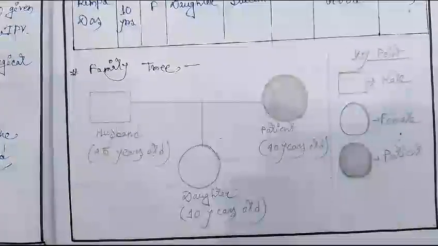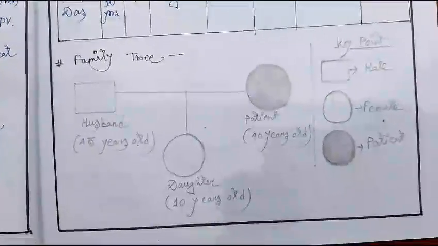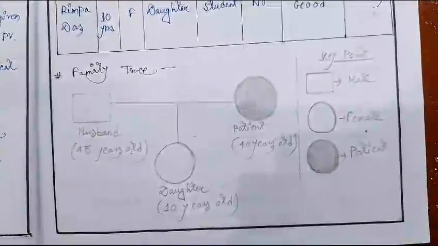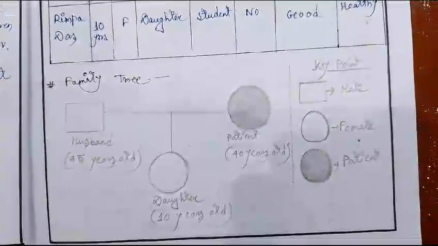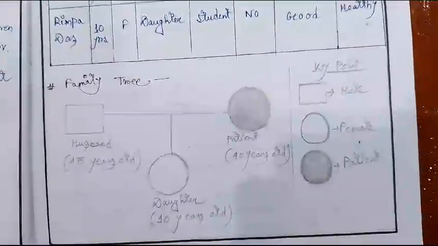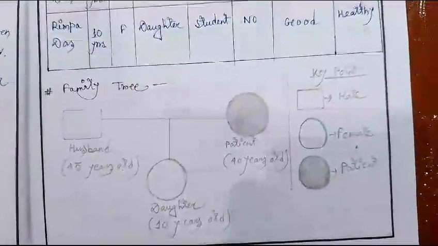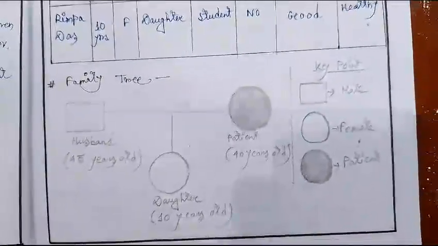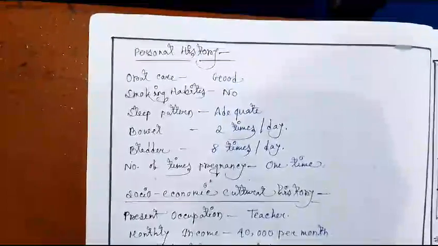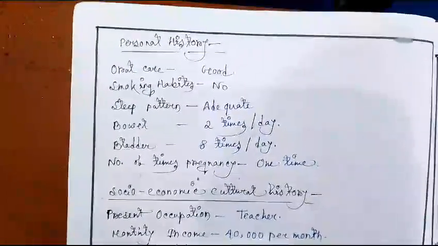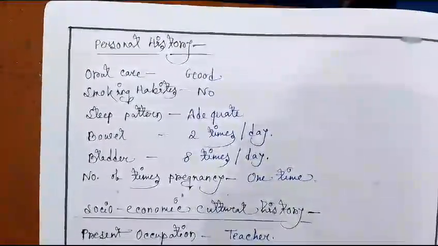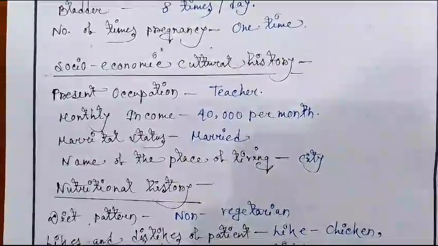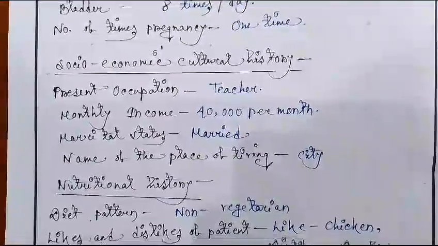Then we draw the family tree. Here male is denoted by this sign and patient is denoted by this sign. These are the key points. Then we write the personal history of the patient. Then we write the socio-economic cultural history of patient.